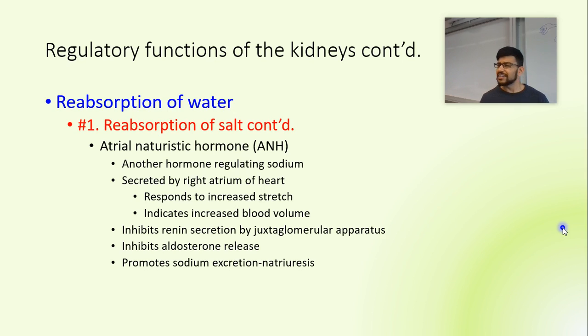Your heart is like, nah, that's not okay. ANH is released. ANH comes into your body. ANH eventually gets back to your kidneys. It is going to inhibit that renin from being secreted. If renin can't be secreted, then everything else falls apart. And then we end up getting excretion, natriuresis.